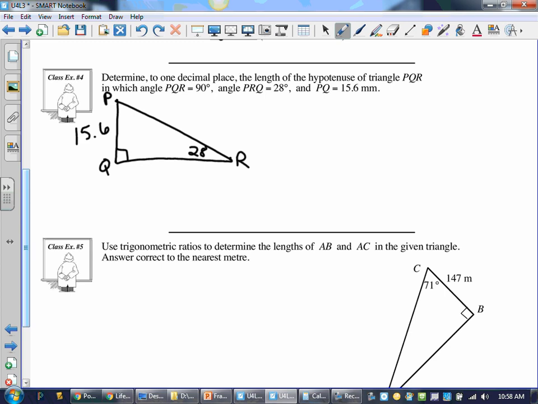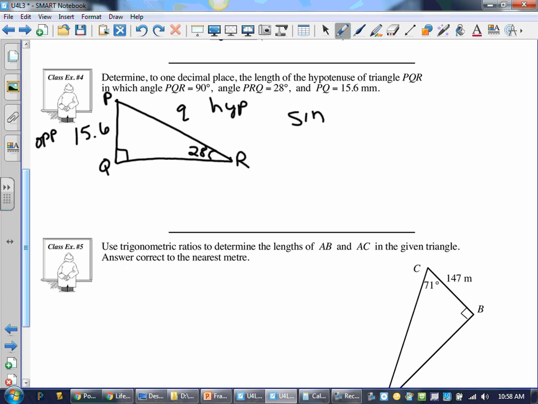So we have to draw the picture, we have to label it appropriately. Then it says to determine to one decimal place the length of the hypotenuse. Go find how big the hypotenuse is. Let's call this little letter Q. So, what do you have? What do you want? What do you need? We have this angle here. We have the opposite side, and we need the hypotenuse. So the trig function that uses opposite and hypotenuse, what's the trig function? Sine.